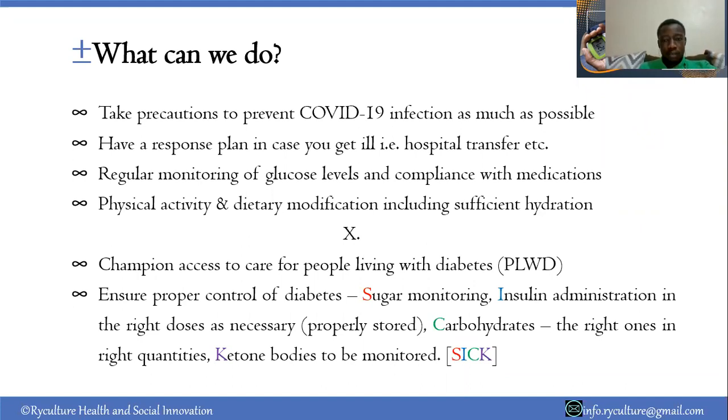So we have to look into that as well, and ensure they take sufficient quantities of water, because we know from the classical signs of diabetes, we have polydipsia, high thirst levels, high levels of urination, and high hunger, polyphagia. So those are key things that we need to look at as well.